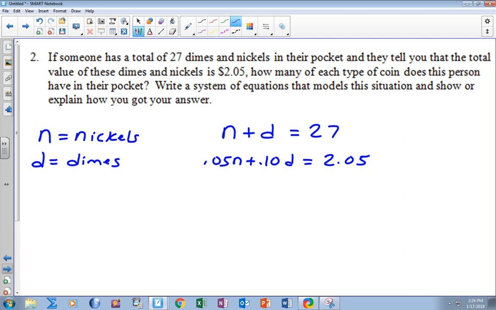So a nickel's worth 5 cents and a dime's worth 10 cents, right? So we know they have $2.05 in their pocket. Since we know the monetary value of the dime and the nickel, we're going to write an equation in terms of that. I don't know how many nickels I have, and you have to times it by 5 cents, right? So I know this equation works.